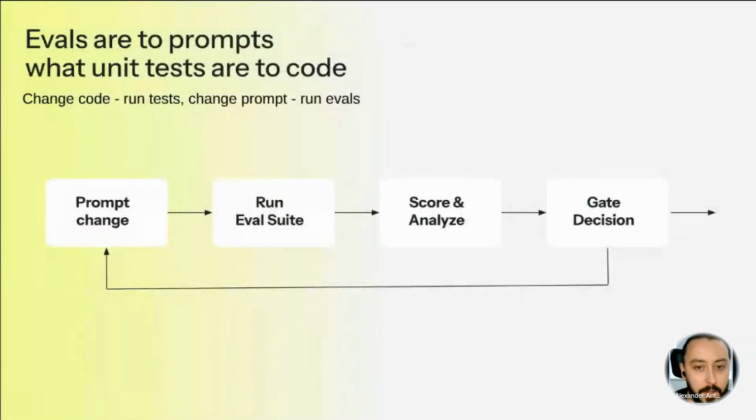So once again, it's very close to the ideas that we used for the last decades, let's say, and it is very close to the tests for the code. So evals are pretty much the same stuff for the prompts. And your flow is like that: you change the prompt, you run the eval suite, you analyze the output, the report, and you make the final decision.